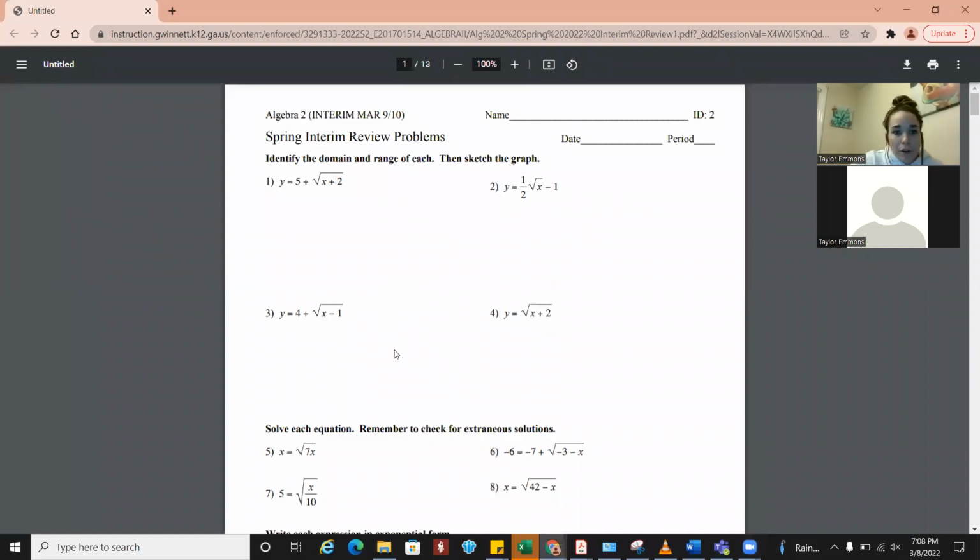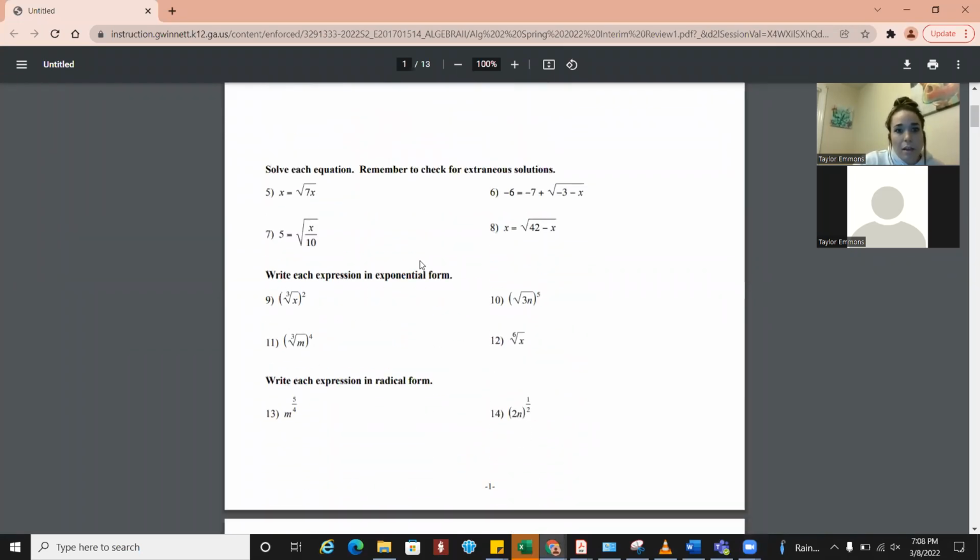So on number 5, how you're going to go about doing this is we've already got it isolated. So the square root is by itself already. All right, so we've got the square root isolated by itself. So we've got x equals the square root of 7x. So we're going to square both sides to get rid of that square root. And so that's going to give us x squared equals 7x.